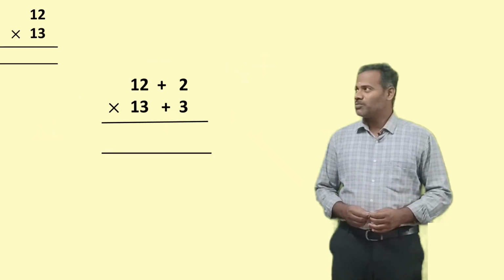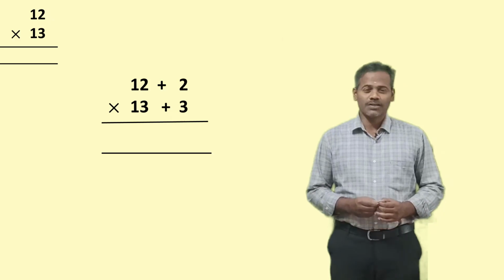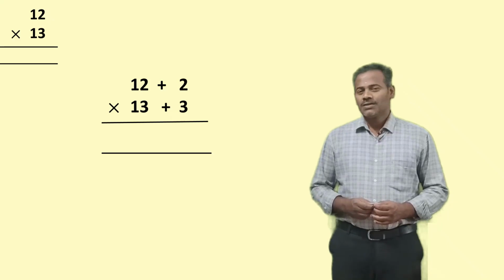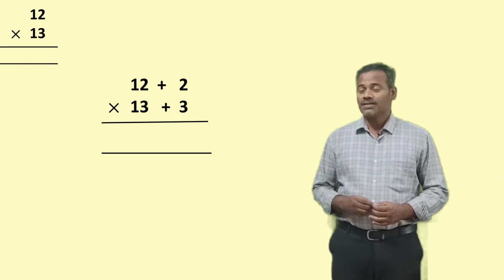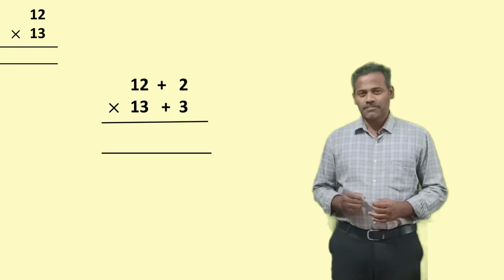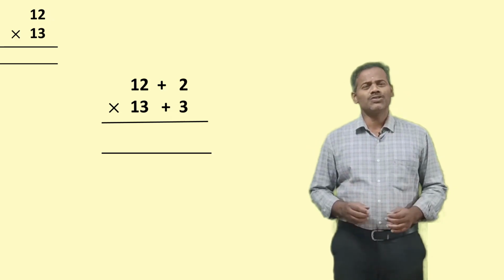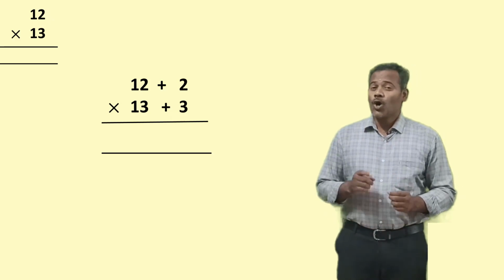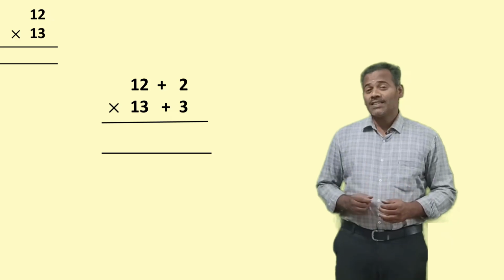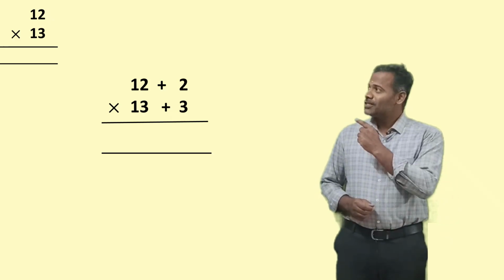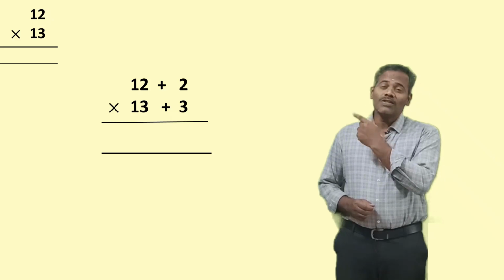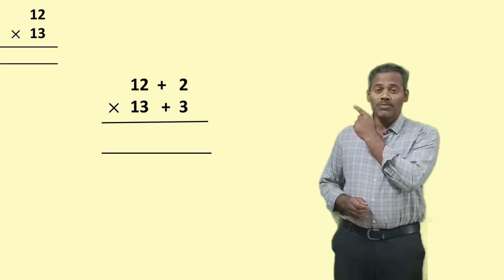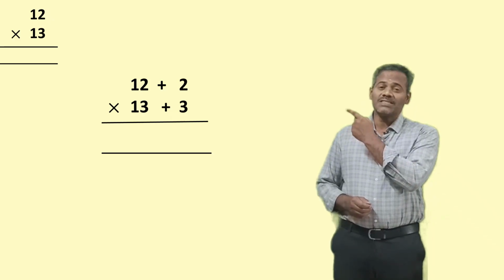Children, let us move to the problem. The first problem is 12 into 13. Now let us see how I am going to write. So 12 can be written as 12 plus 2, and 13 is written as 13 plus 3. Now children, you may have a question here. What is this plus 2 and plus 3? Yes, that's a nice question. Plus 2 is nothing but how much the number is more than the base, as in 10.